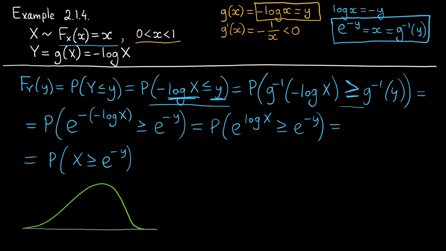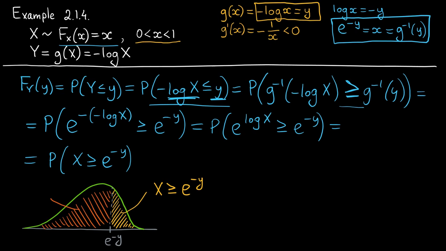And suppose that the value e to the power of minus y is here. Now there are two events of interest here, and I'm going to color the first one with yellow and the second one with orange. The yellow event is the event that the random variable x is greater than or equal to e to the power minus y. The orange event is the event that x is less than or equal to e to the power minus y.